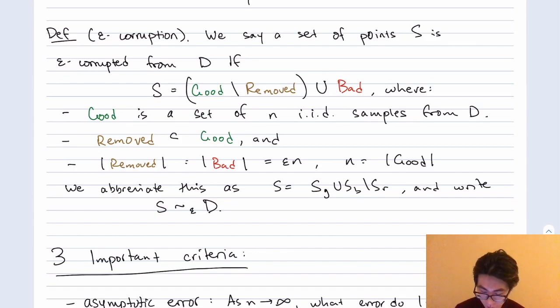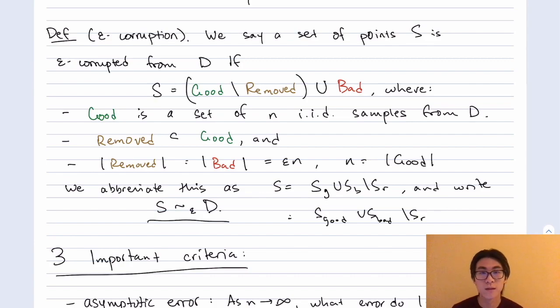The thing I just wrote is a little bit clunky, so typically we'll abbreviate this slightly as S is equal to S sub G union S sub B minus S sub R. So S sub G stands for good, S sub B is bad, S sub R is removed. In the lecture notes, you'll often see this written out as S sub good union S sub bad minus S sub R, but this is a little bit clunky for in-person lectures, so I'm going to abbreviate this. And one final thing is that if S is an epsilon corrupted set of points from D, we'll often denote this as S is drawn epsilon corrupted from D. So this is how we will notate that.